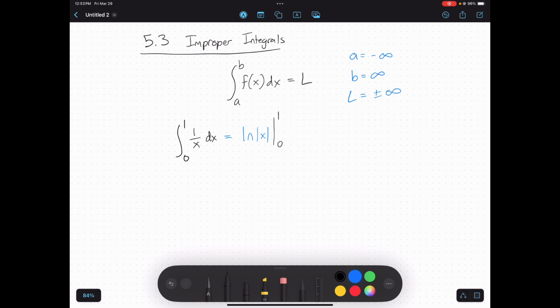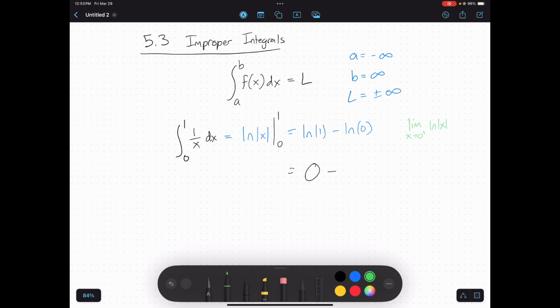What do I get when I plug in 1? I get the natural log of 1 minus the natural log of 0. Natural log of 1 is just 0. But what's the natural log of 0? That's actually going to give me an undefined value. So instead, I can think about this in terms of a limit. What is the limit as x approaches 0 from the positive direction of the natural log of x?